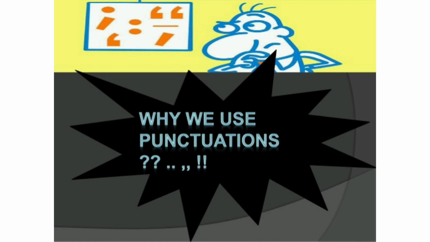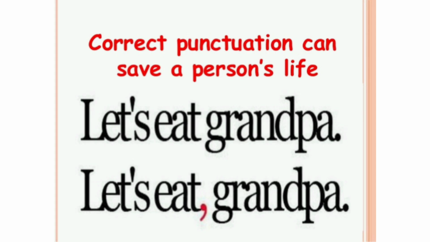Now before we start, I want to tell you why you need to understand punctuation. Now look at these two sentences. They are both similar. Let's eat grandpa. But in the second sentence, if you see, there is an additional comma. Now when you add the comma to this sentence, the meaning of the sentence becomes, let's eat, grandpa.